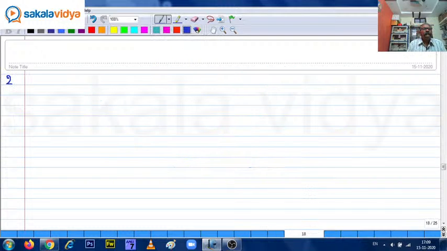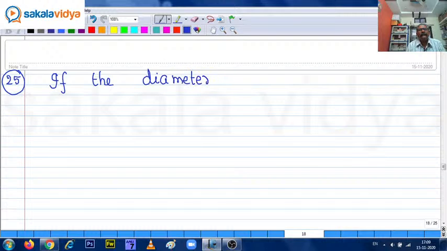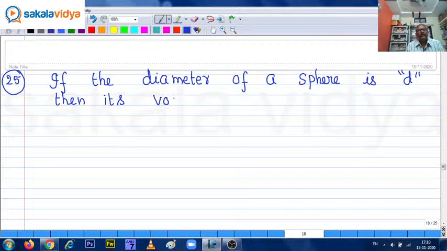Okay, 25th problem. If the diameter of a sphere is d, then what is its volume? That means we need to find the volume in terms of d.